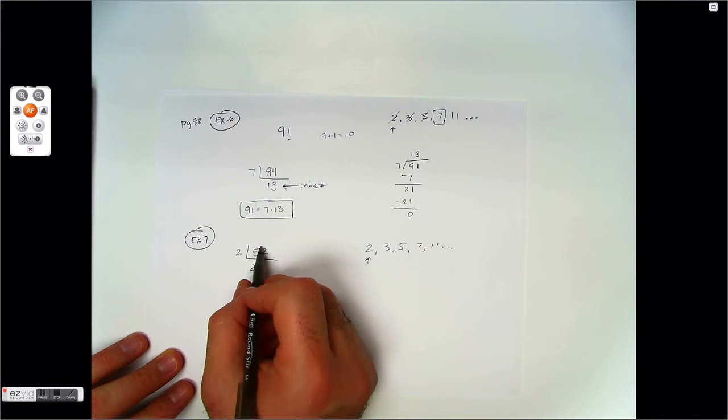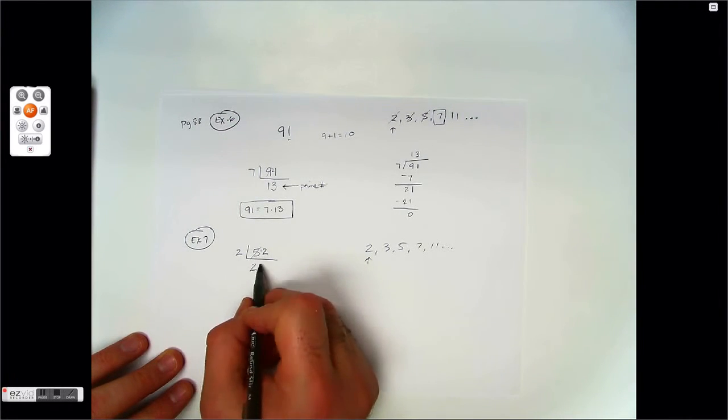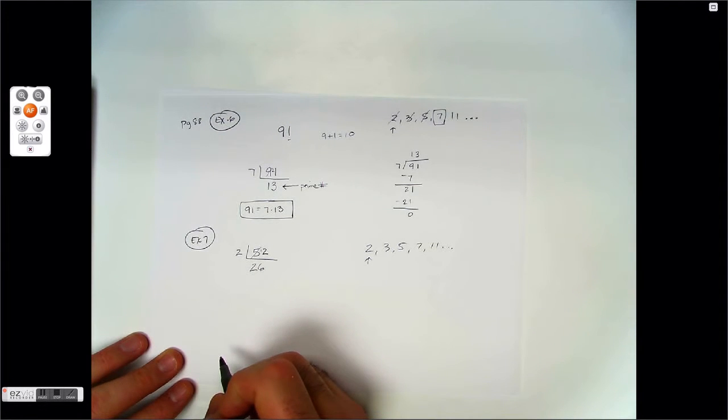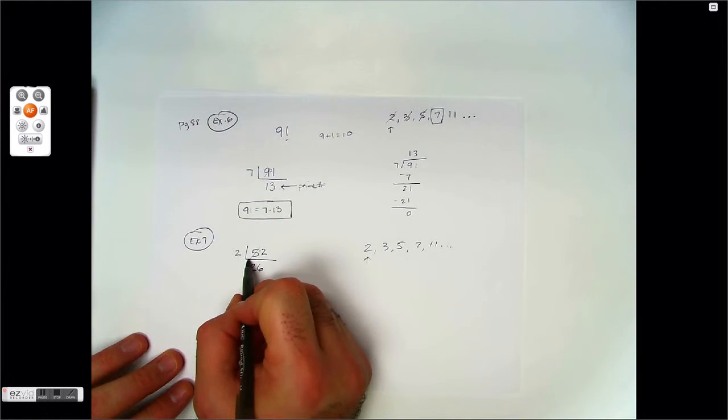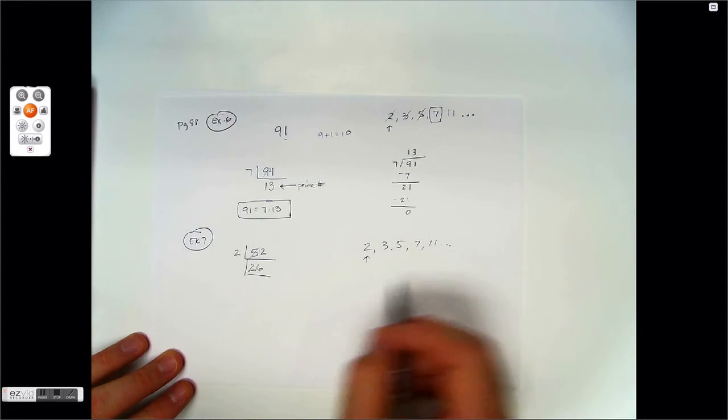2 goes into 5 2 times, which is 4, which means we have 1 left over. So scratch that out and put 1. 2 goes into 12 6 times. So 52 is 2 times 26. Now, the next thing is we drop to the next level.